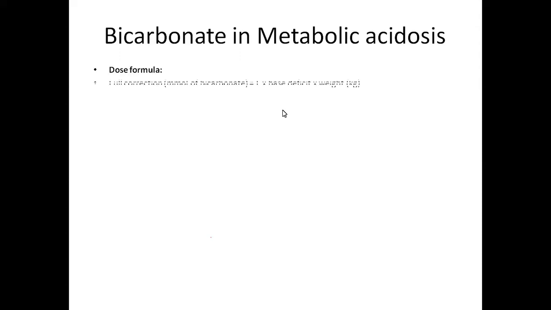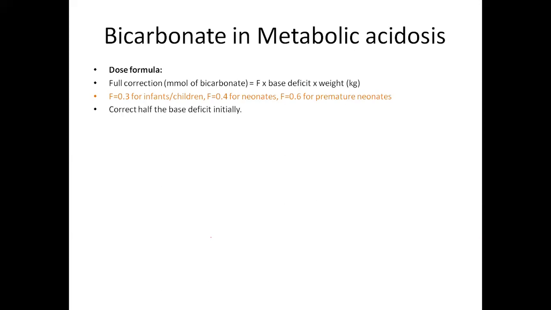Okay. The dose formula is correct: base deficit, weight into F. The F is 0.3 for infants and children, 0.4 for neonates, 0.6 for premature neonates. So 0.3 is for children and infants. Initially we'll correct only half of the base deficit. So whatever you calculate, you should not give the total amount. What we are giving is the half, and the duration is different in different guidelines.